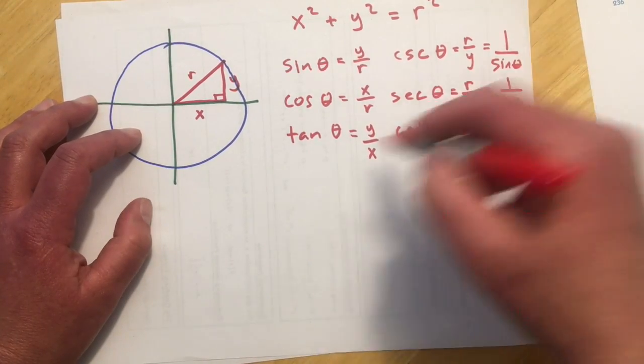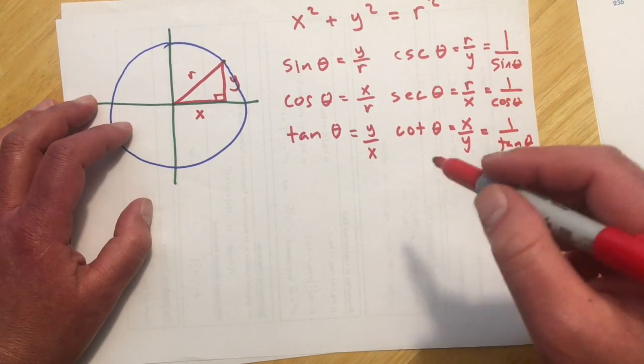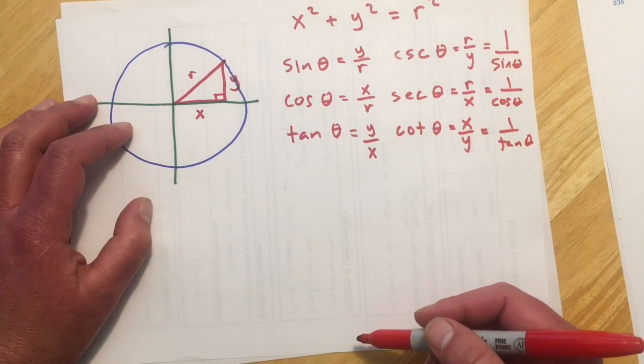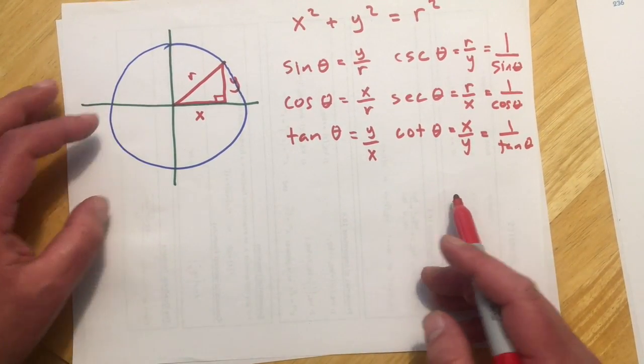There's a sheet of notes that has all these properties on there, and you will get that for the test. So I'll post that on the site. So this is kind of what we have to work with, and then let me show you some problems.